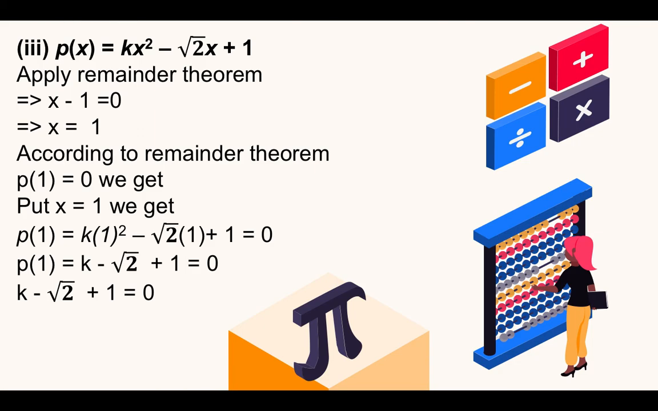By the remainder theorem or the factor theorem, I'll write this should be equal to 0 because this is a factor. X minus 1 is a factor of the polynomial. So k is equal to under root 2 minus 1.